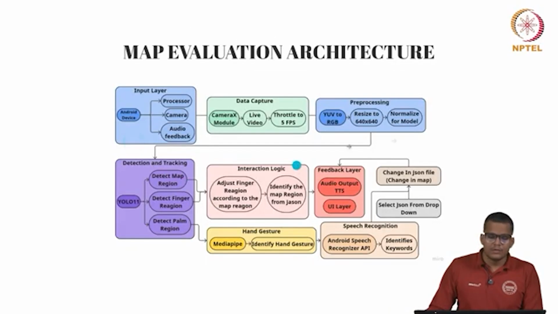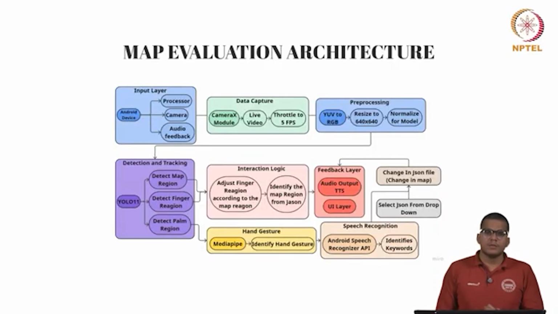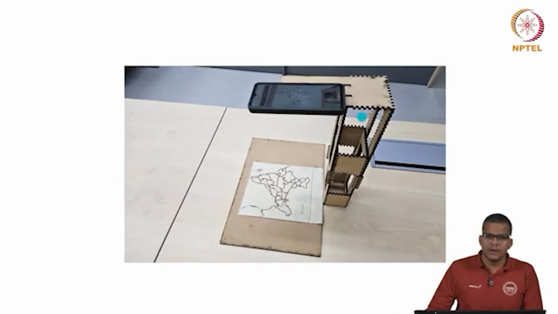So let's see how the map screen architecture works right now. We are using the camera. The camera records whatever is in front of it, so right now, as you can see, it's the map. The map is placed in front of the camera such that the map is parallel to the phone.